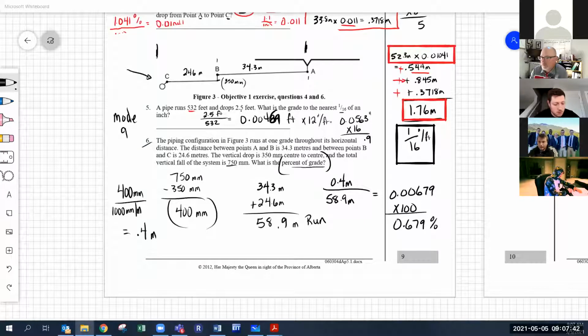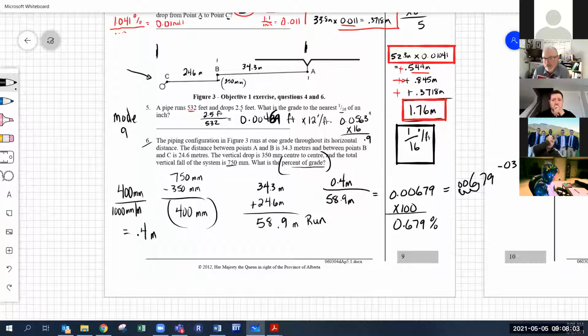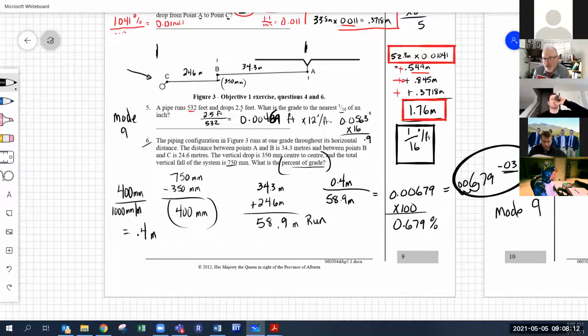Hey Doug, I came in like 2 minutes late. What was that about? Pressing mode and 9? That's if you have this number here. So this one would be 6.79, and then up in the corner it would be minus 0.3, meaning there's 1, 2, 3 decimals here. This right here is the minus 0.3. So if you hit mode and the number 9, it will convert it back. Gotcha. Okay.